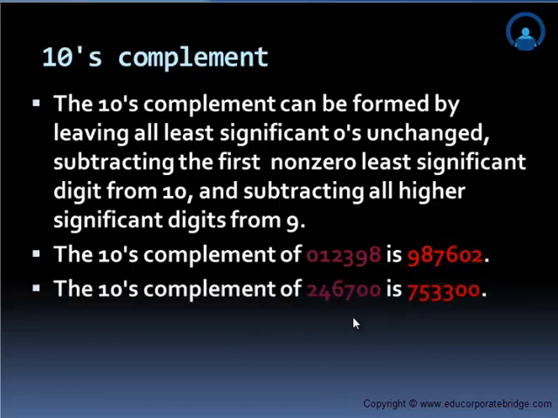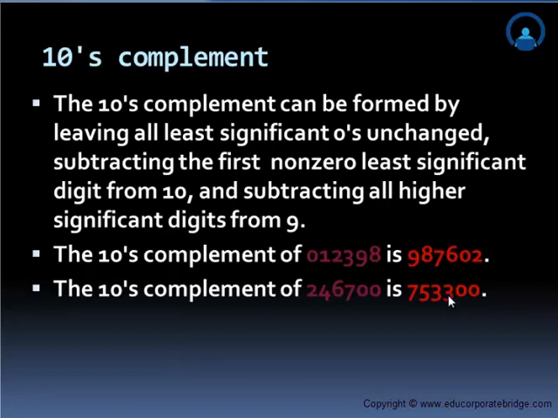So the whole story in short can be termed as: to find the 10th complement, first we have to find the 9th complement. After finding the 9th complement, the number obtained just needs to be added to 1. The number added to 1 and the resultant gives the 10th complement. That is, adding 1 to the 9th complement gives the 10th complement.